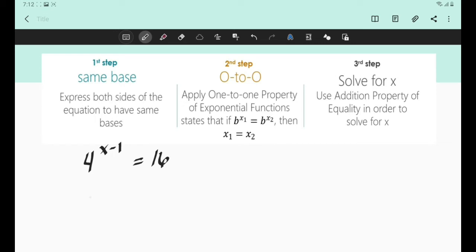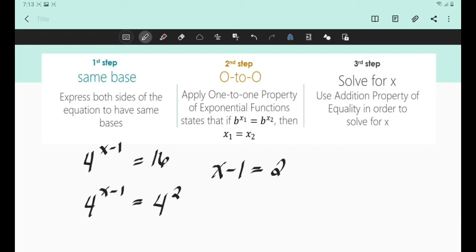Kailangan natin, we have to express both sides of the equation to have the same base. So, ang base natin sa step 1 is 4. Okay. So, ngayon, since 4 na yung nasa left side ng equation natin, we will just copy its exponent. And then, on the right side, since 16 siya, saan natin i-erase yung 4 para maging 16? So, that is 2. Now, we may now proceed with second step. Since, kung papansinin nyo sa first step, parehas naman na yung base natin, pwede na nating ibaba yung exponent. So, we have x minus 1 is equal to 2. Okay. So, that is a one-to-one property of exponential function.